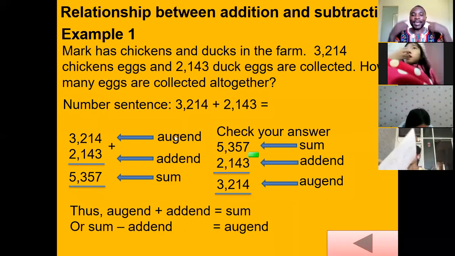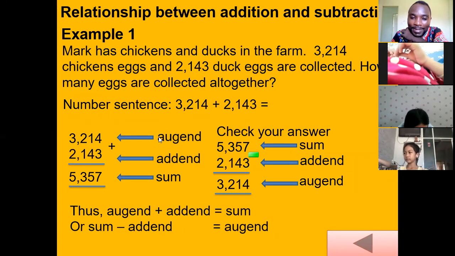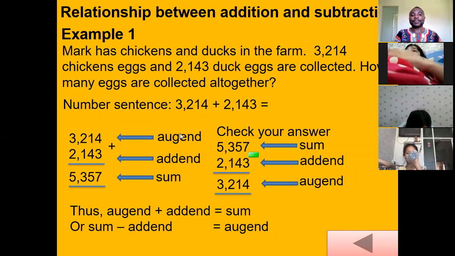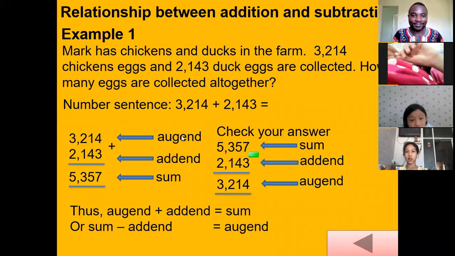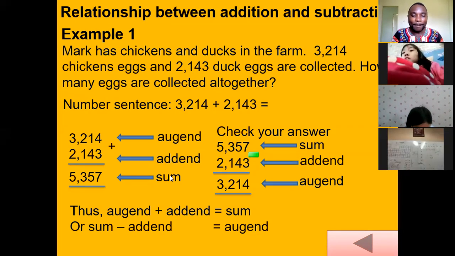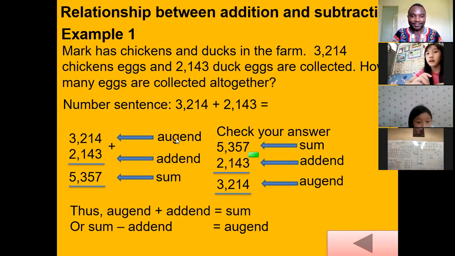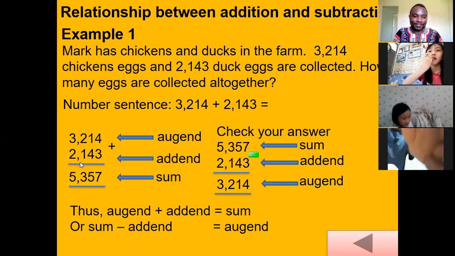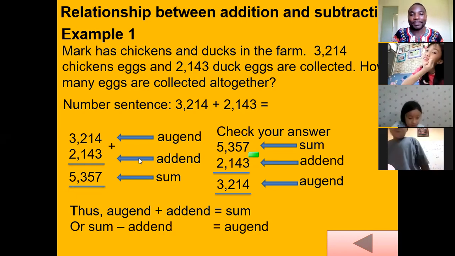So I want you to listen to me and you understand the meaning and pronunciation of this word. This is pronounced as urgent. Urgent. Urgent. Urgent. So this is the urgent, this is the urgent, and this is the sum.